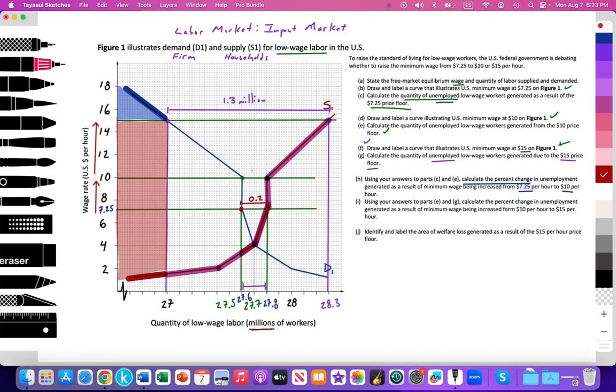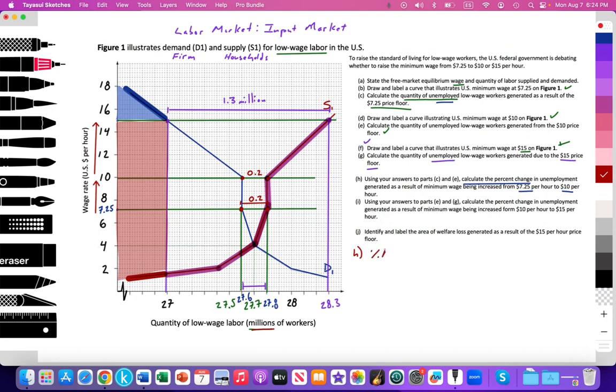So there we have 0.2. And up here at $10, we see that there's no change. It continues to be 0.2. At $10 an hour, the quantity of supply is still 27.8 million. The quantity of demand is still 27.6 million.